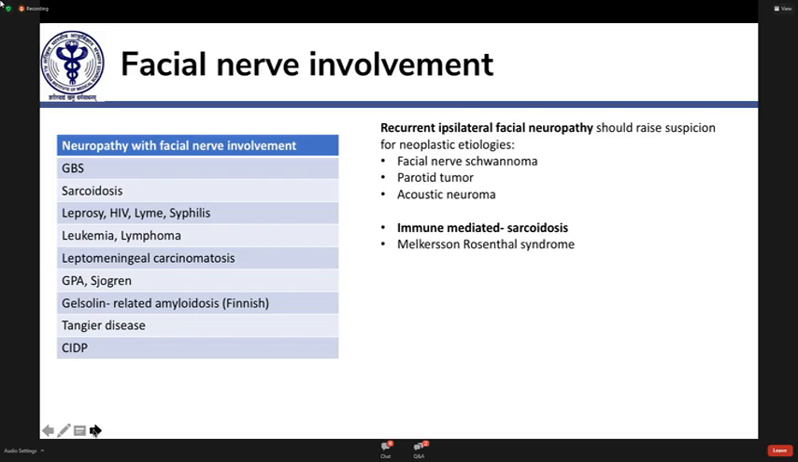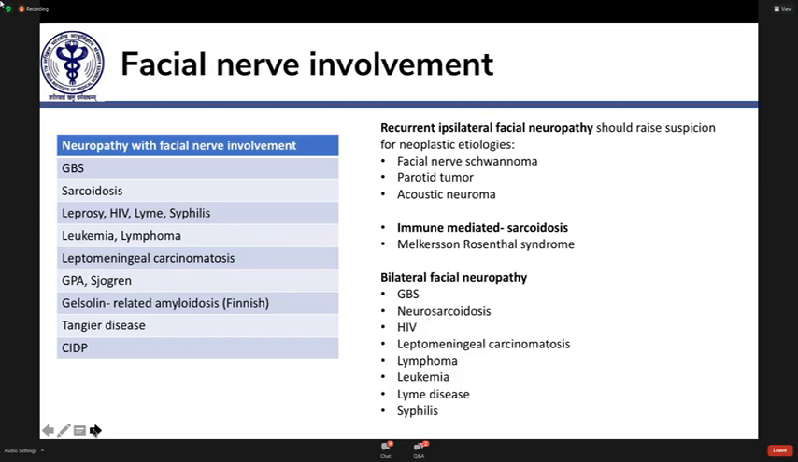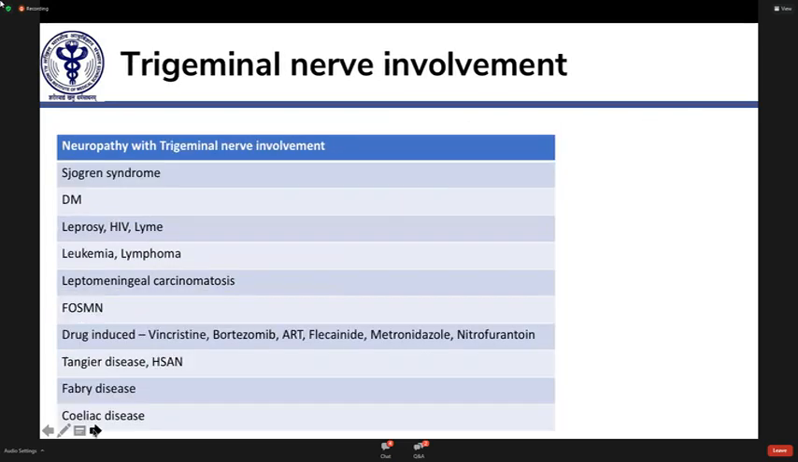With a recurrent ipsilateral facial neuropathy, always think of facial schwannoma, parotid tumor, or acoustic neuroma. Or, if immune-mediated, think of sarcoidosis, and also Melkersson-Rosenthal syndrome. For bilateral facial neuropathy, think of GBS, sarcoid, HIV, and most of the other conditions, such as leptomeningeal disease, lymphoma, leukemia, and Lyme, all of which can cause bilateral facial palsy.